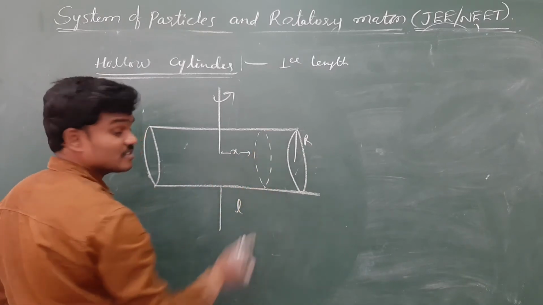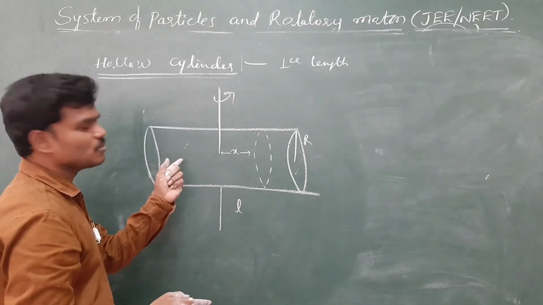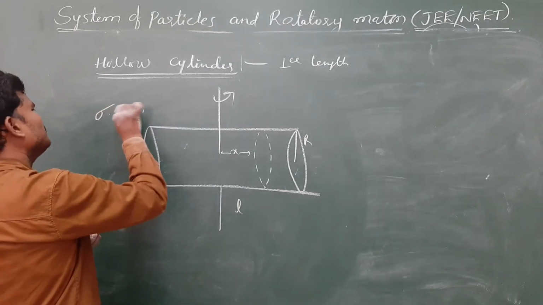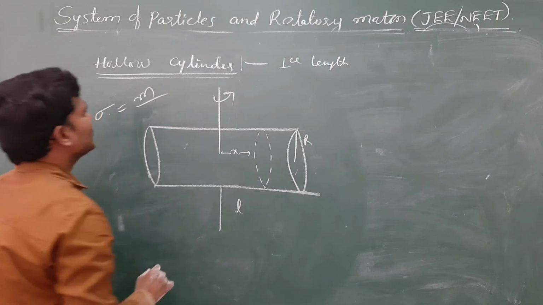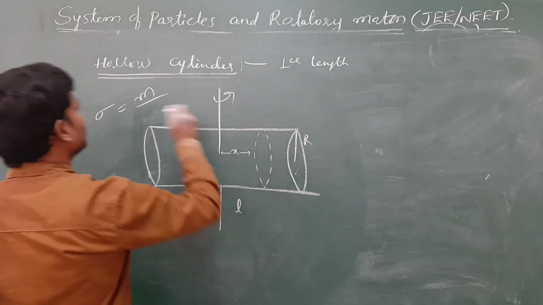Small part looks like a ring. Earlier the small part was like a disc because it was solid. Now this is what? Inside is empty. Area level, so you will get some sigma. Tell me, sigma is equal to mass over area, and this one is a hollow cylinder, so the hollow cylinder formula is 2 pi RL.